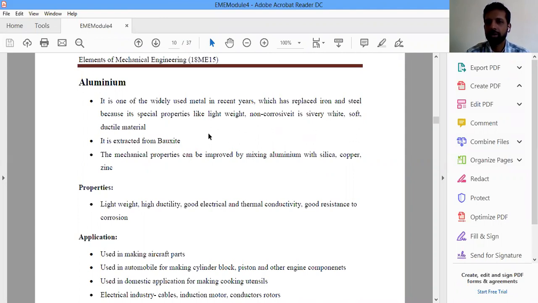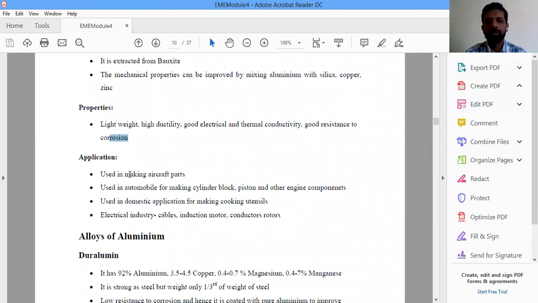Okay, so yes, we have seen about aluminium: it's a silvery white non-corrosive metal, soft in nature, obtained from bauxite ore. It has a very good strength to weight ratio, that is, it is very light in weight. Highly ductile in nature, a good conductor of electricity and thermal conductivity also. Resistance to corrosion is also fairly good, right?